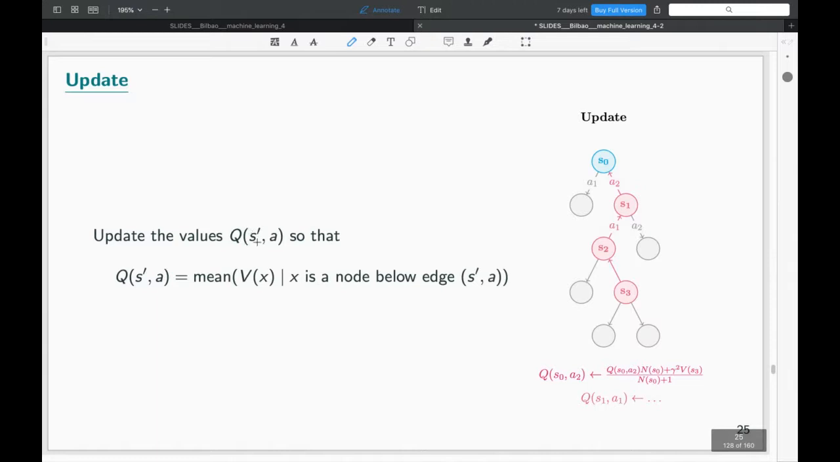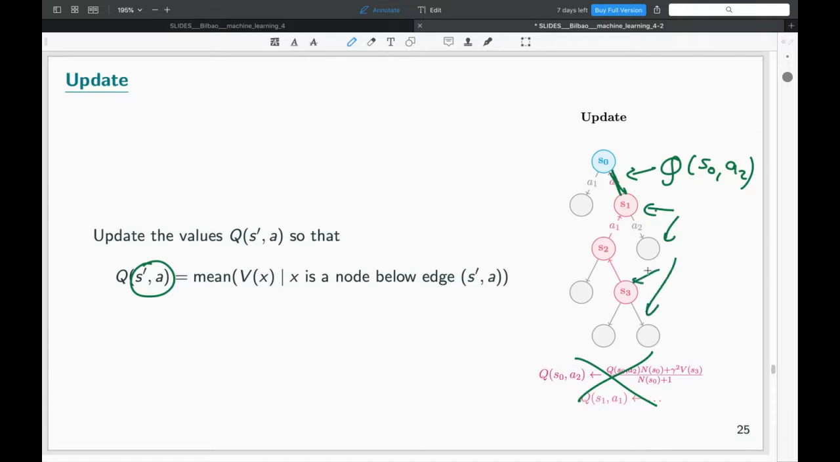Okay, and now you update the Q values. We can look at state-action pairs as edges. So the Q value of this one, S0, A2, is the average of all values in here. So it's equal to the average of V of the value of all the states we have below this one.